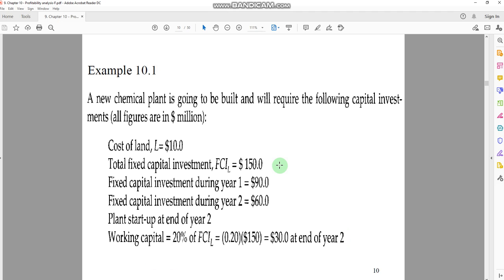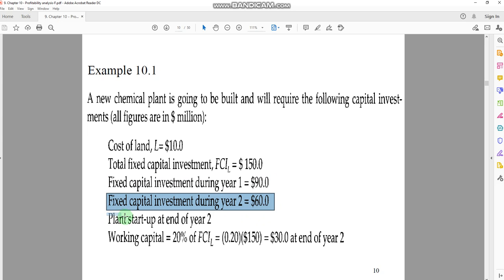Now let us solve this example here. A new chemical plant is going to be built and will require the following capital investment. All figures are in million dollars. The cost of land is $10 million, and the total fixed capital investment is $150 million. Fixed capital investment during the first year is $90 million. Fixed capital investment during the second year is $60 million.